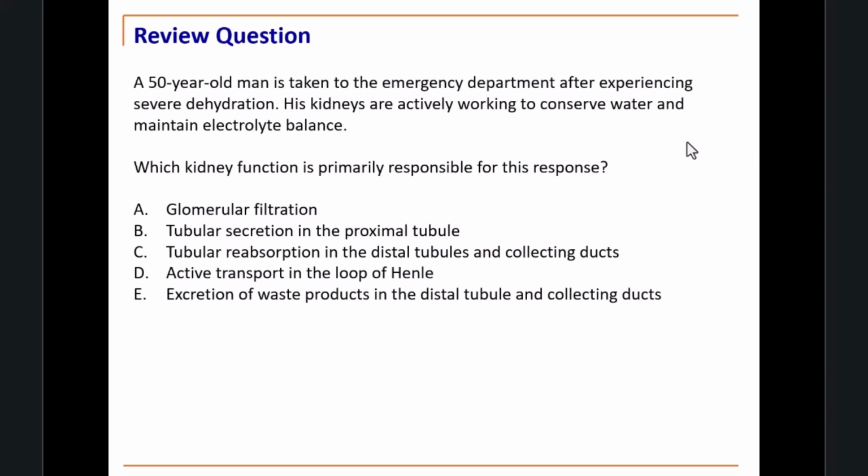Hopefully you have said C, tubular reabsorption in the distal tubules and collecting ducts. Glomerular filtration is happening anyway. Tubular secretion in the proximal tubules is happening anyway. Active transport in the loop of Henle is happening anyway, and we're excreting waste anyway. What you're doing in C is the hormones are kicking in to actively work to conserve water and maintain electrolytes. ADH is being secreted and acting on the distal tubules. Aldosterone is being secreted and acting on the distal tubules. So that is what is happening at that point. It's being stimulated, it's actively working.